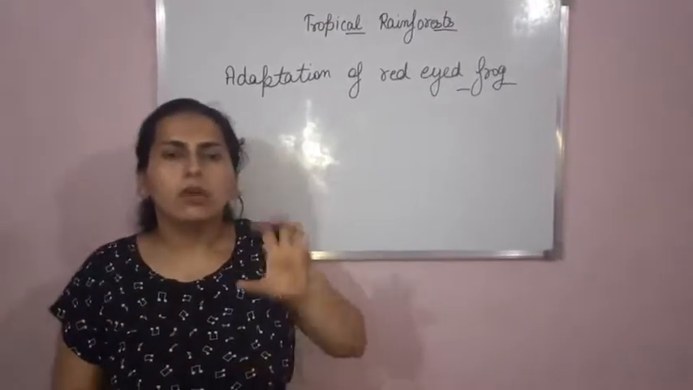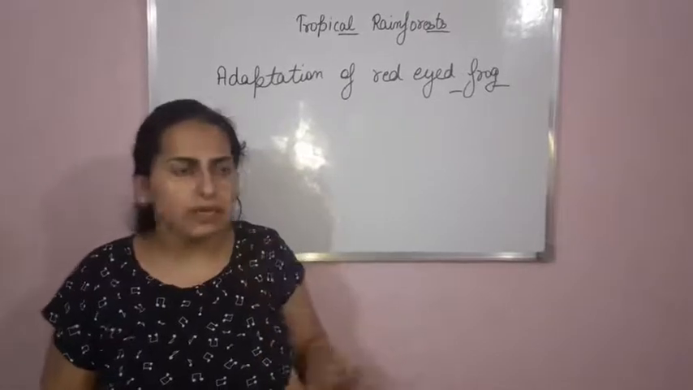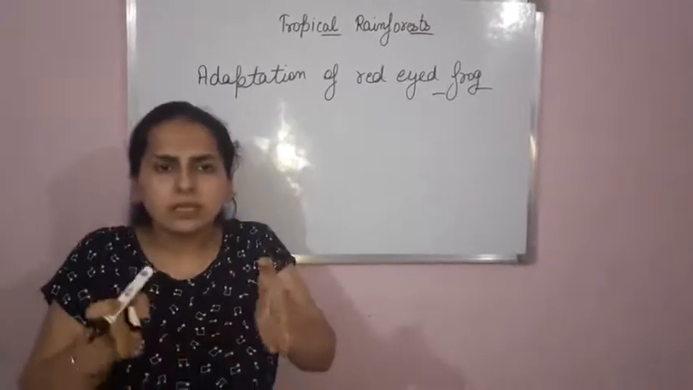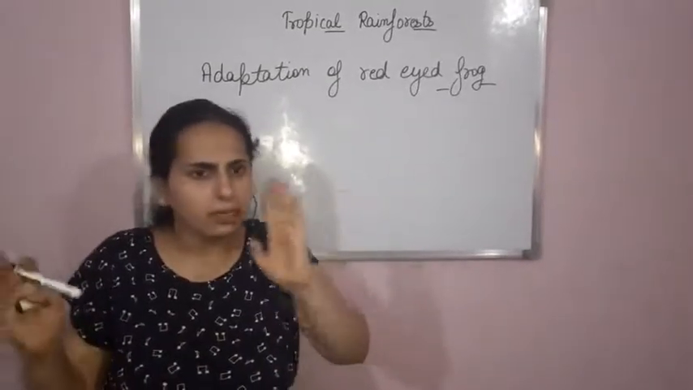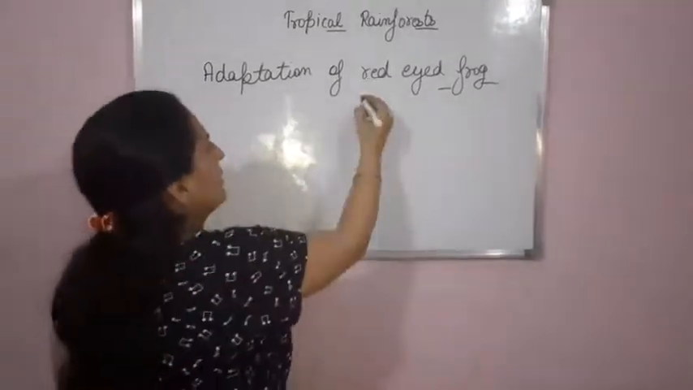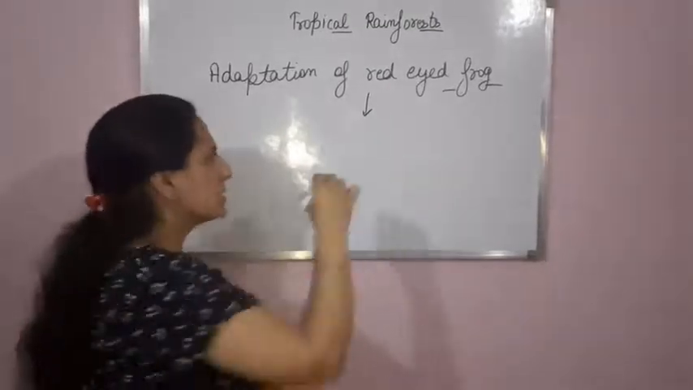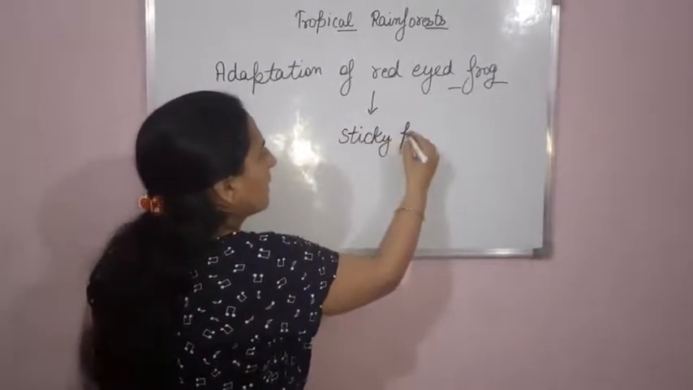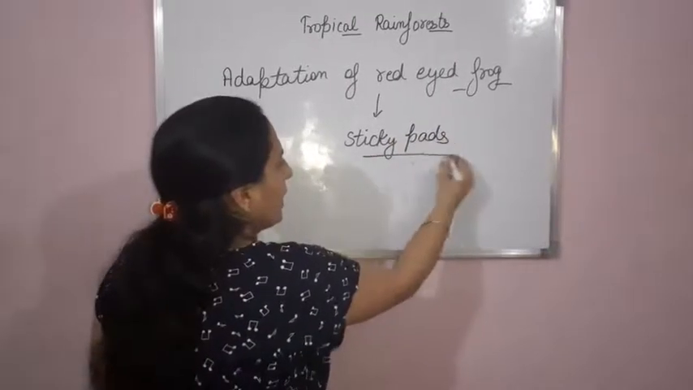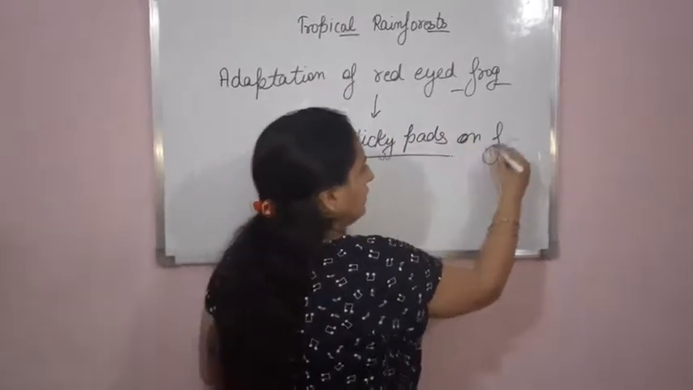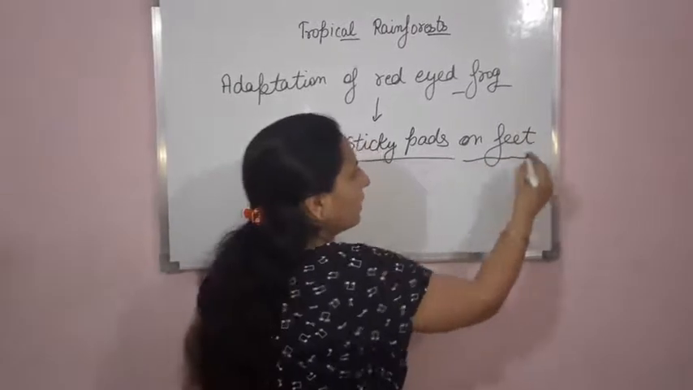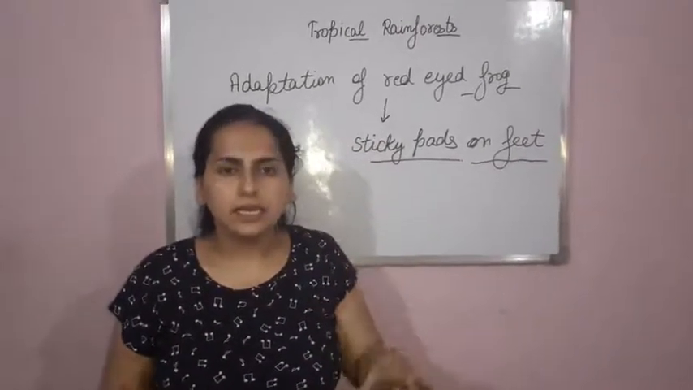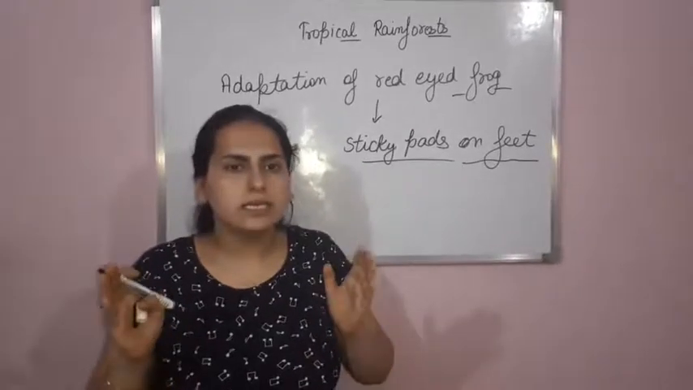Now, in order to live on the trees, it must have some adaptation that favors its survival on the trees. Right? So for this, red-eyed frog has sticky pads on the feet. Am I clear? What is its adaptation? This frog has sticky pads on its feet.